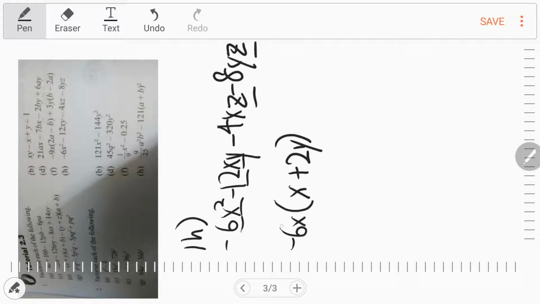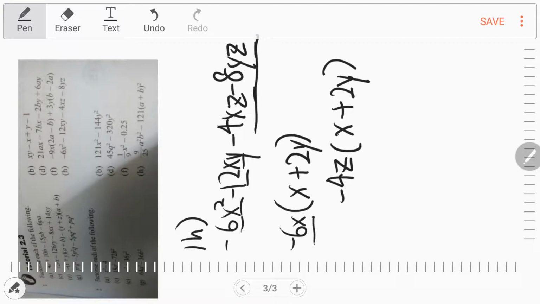So up to here, if I multiply this minus 6x back in, I'll have minus 6x squared, and minus 6x multiplied by 2y will be minus 12xy. For these two terms, I would take out the common factor minus 4z, right? Because if I do take out minus 4z, then I have x plus 2y. If I multiply this back in, I will get this. We can try it out. Now the intention for factorizing in this way is so that I can spot that there's another common factor between these two terms now.